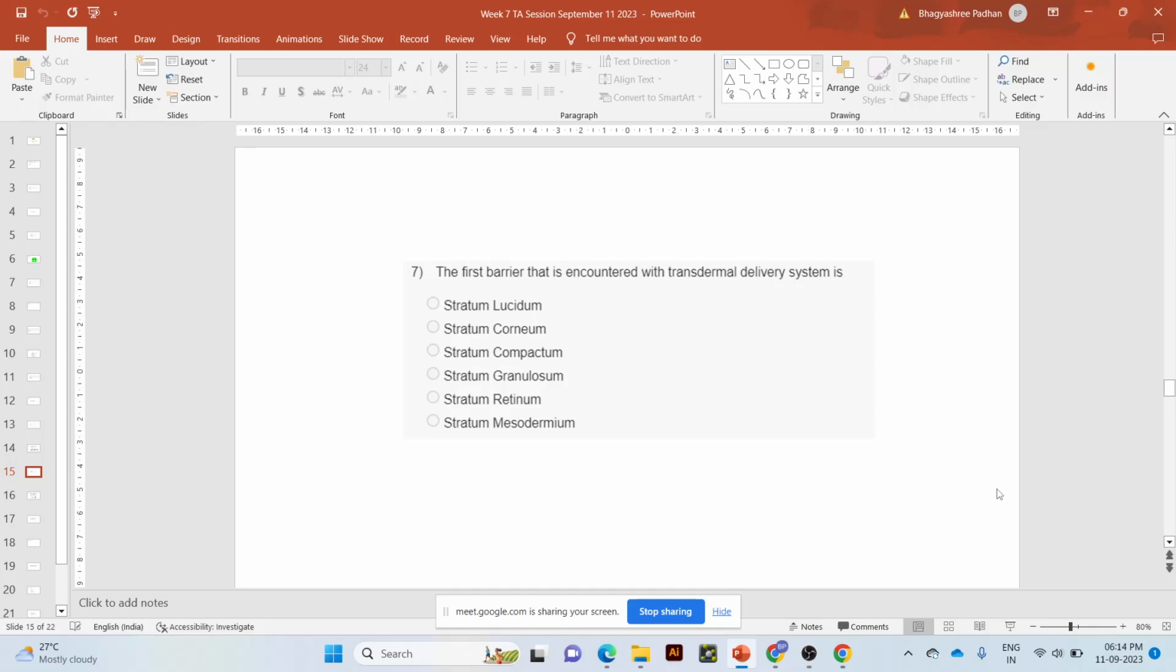Okay. The first barrier that is encountered with a transdermal delivery system is? Stratum corneum. Stratum corneum, okay.